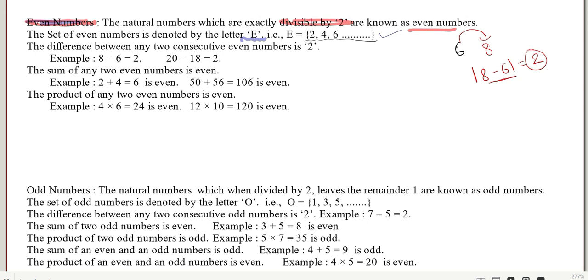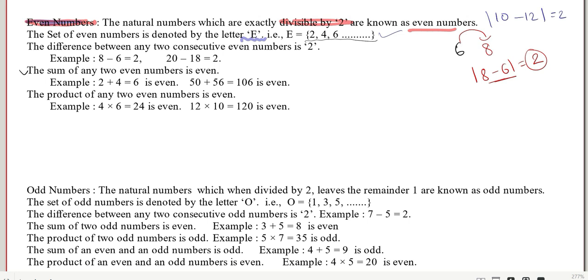In the same manner, if you take another even number like 10, its consecutive even integer is 12. The difference between them is again 2. So the difference between two consecutive even numbers is always 2, so that you need to understand.